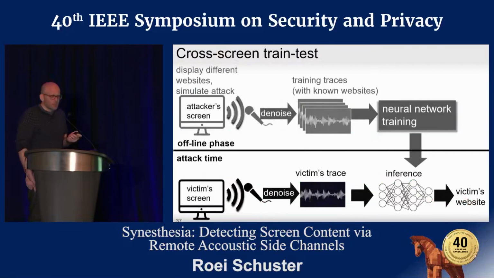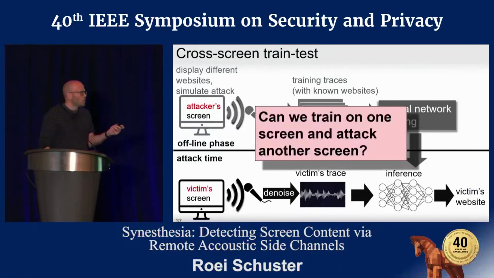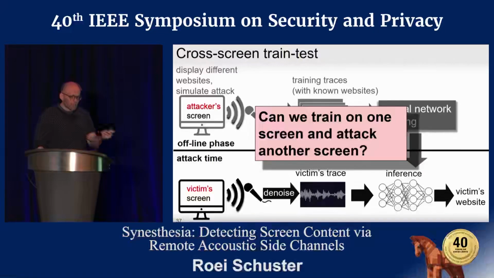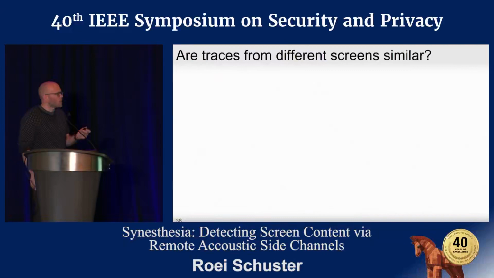The last thing I want to talk about, pretty briefly, is the fact that the attacker plausibly doesn't have physical access to the victim's screen. So this is a problem in many side channel attacks. So can the attacker train on their own screen at their leisure and then attack the victim's screen at attack time? And for this, we have to train and test on different screens.